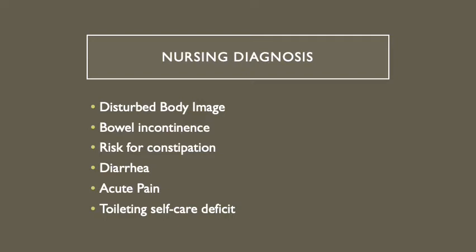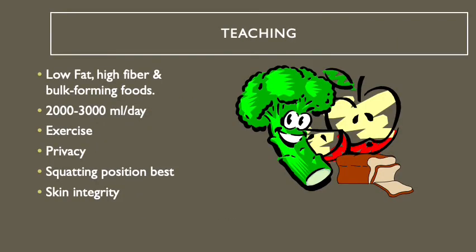Other nursing diagnoses would be if a person has bowel incontinence, they're not able to control the bowel elimination, or they could have a risk for constipation, diarrhea, acute pain such as with the hemorrhoids or anal fissures and things of that nature. Or they could have a toileting self-care deficit. So lots of different nursing diagnoses that you can explore there in these conditions.